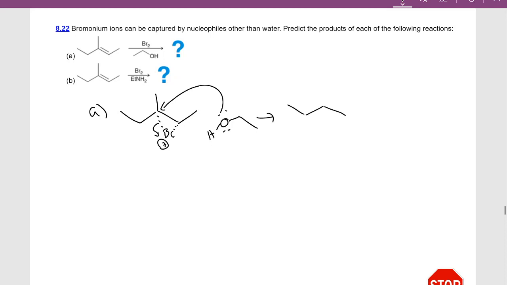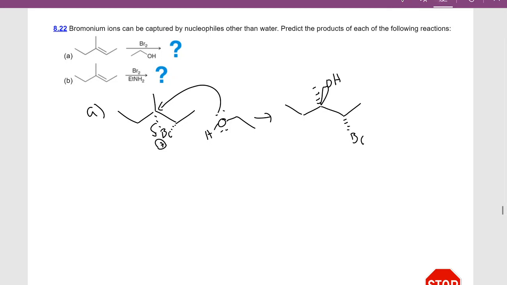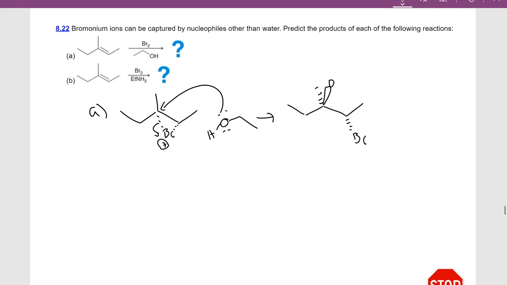So if the methyl group was on a dash, then the OH will be on a wedge, and the bromine will be on a dash. Okay, so we could draw it like that. Not OH, I'm sorry. CH2CH3, right? The ethoxy group.